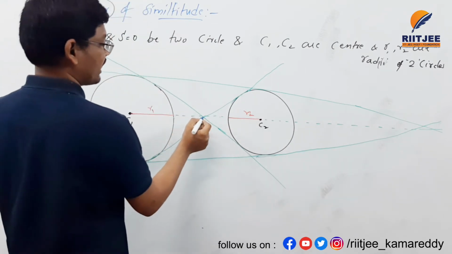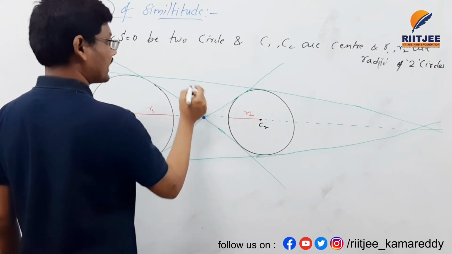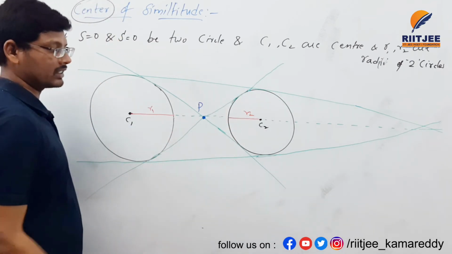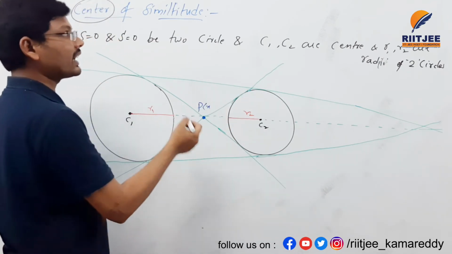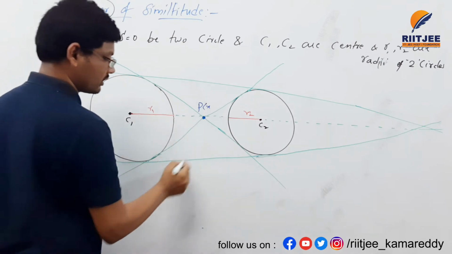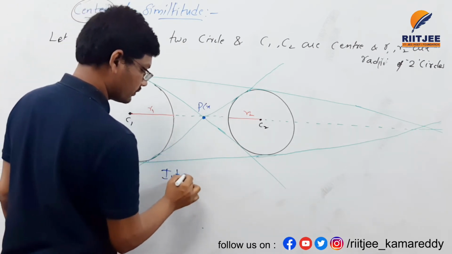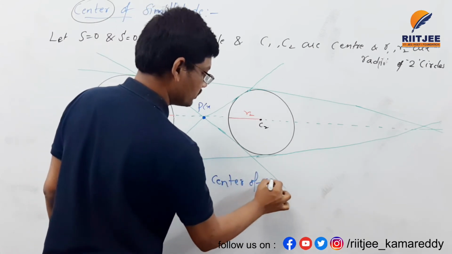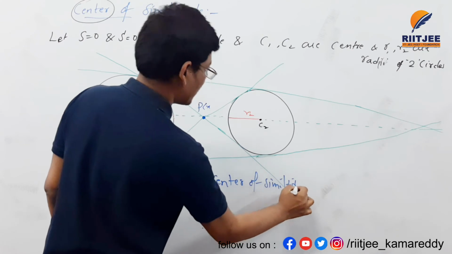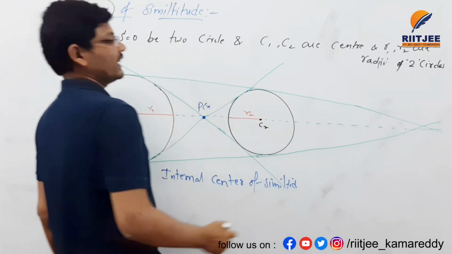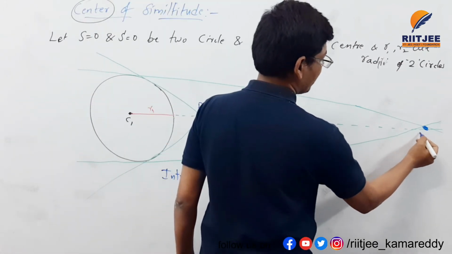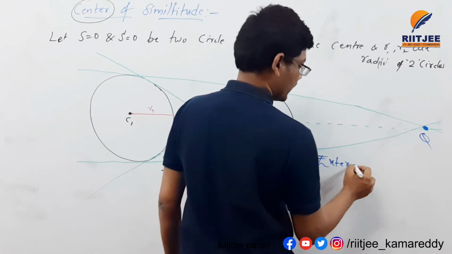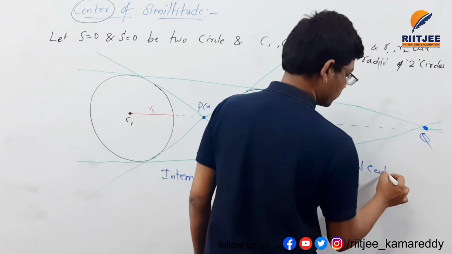The intersection of the transversal tangent lines is called P here. This is the internal center of similitude. The direct common tangent intersection point Q is called the external center of similitude.